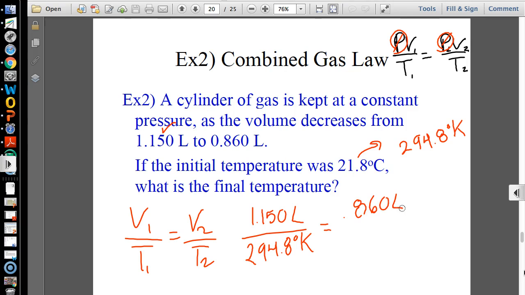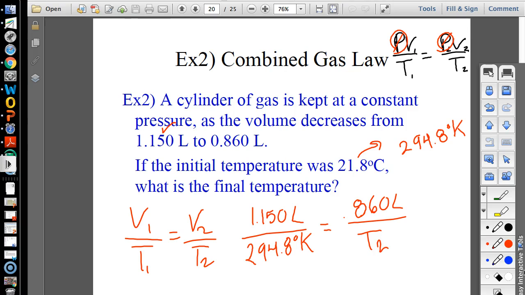And then my second volume is 0.860 liters. Now before I even do this math, when I'm dividing, it's a direct relationship. So should this temperature be smaller or larger than 294? Should be smaller, because as this one goes down, that one has to go down. That's a good way to check your work when you're finished, or at least guess. I can see this went down by maybe 30%, so the answer should be around 200, maybe a little bit more. You need to use your brain a little bit. So anyway, that's T2. Now go ahead and cross multiply and divide.